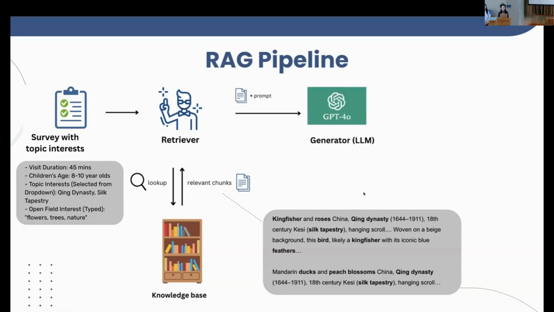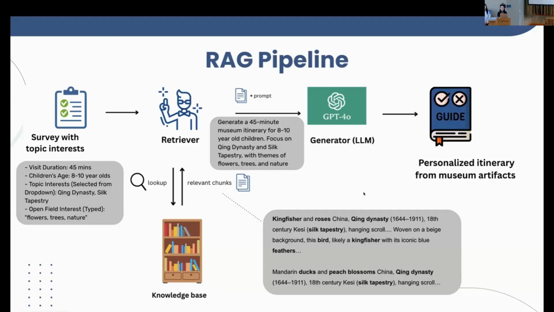And all of these relevant chunks are then passed to our generator, which is an LLM. We use GPT-4o for our project, and it's passed a prompt, which is basically a set of instructions telling it how you want it to format the output. For example, it could be something like, generate a 45-minute museum itinerary for 8 to 10-year-olds, focusing on those themes. So what we've done so far is pass it information about UMAG's exhibits and artifacts. And then we also tell the LLM to tailor it towards the audience, the class that's visiting. From that, we're able to generate a personalized itinerary using specifically UMAG's artifacts.